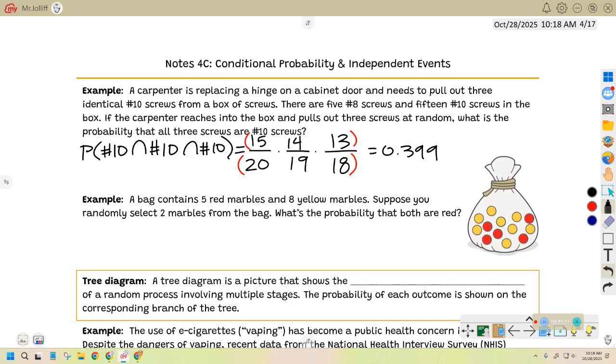So there's about a 40% chance that if I draw 1 screw at a time, 3 screws in a row, all 3 would be 10s. Less than half, not great.